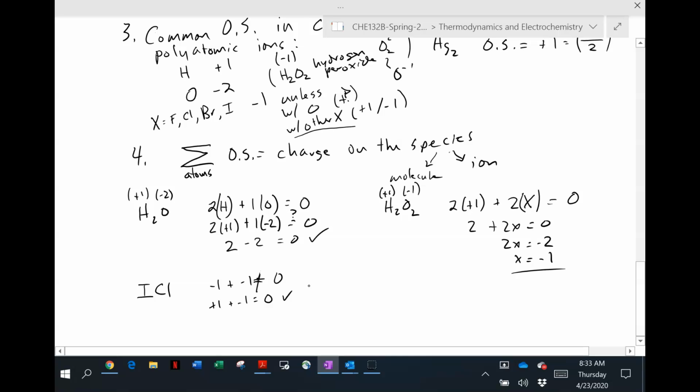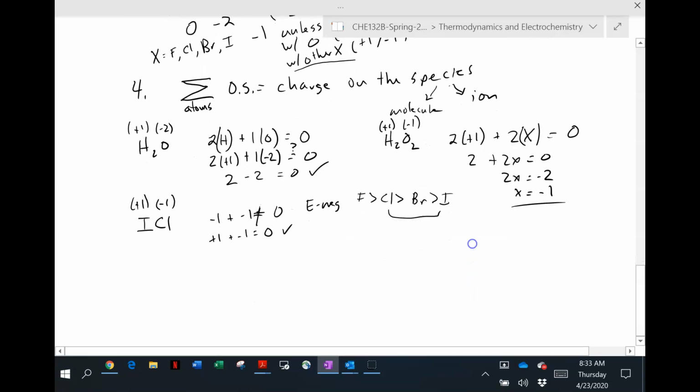Well, if we look at our electronegativity trend, fluorine is greater than chlorine, is greater than bromine, is greater than iodine, going down that row. So chlorine is greater than iodine, so chlorine wants the electrons more, so we would say that the chlorine here is minus 1 and the iodine is plus 1.